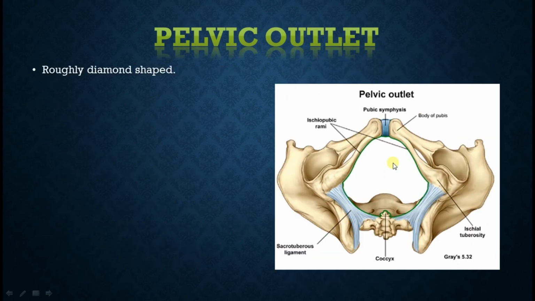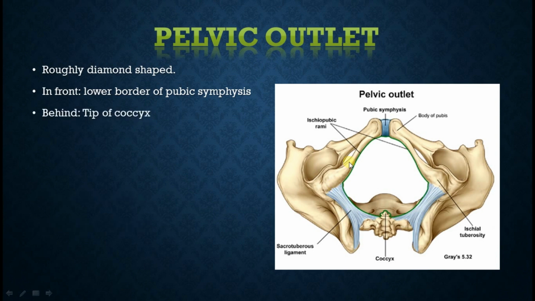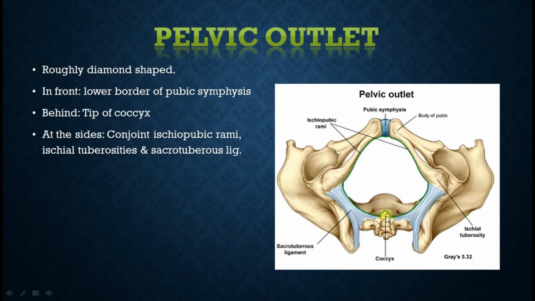Next, coming to the pelvic outlet, it is a diamond shape. It is mainly formed by the lower border of the pubic symphysis, inferior ramus of pubis, conjoined ischiopubic rami, and behind by the tip of coccyx. So inferior ramus, conjoined ischiopubic rami, tip of coccyx. Between the ischial tuberosity and the sacrum, it is again formed by the sacrotuberous ligament.